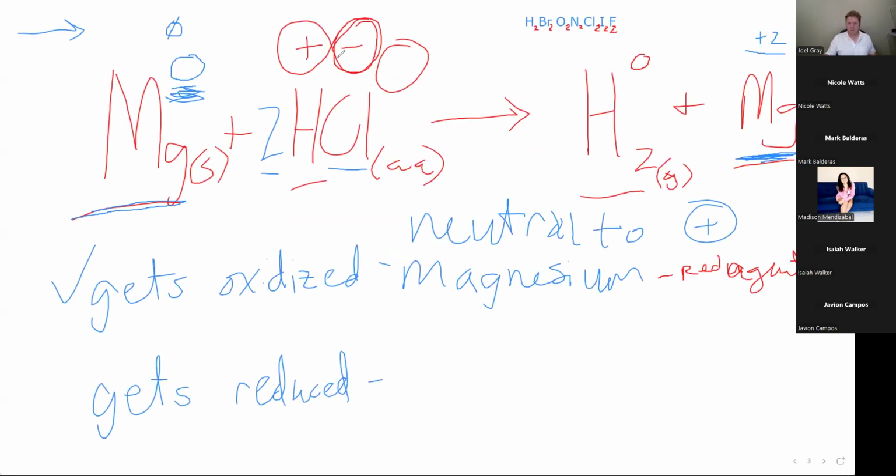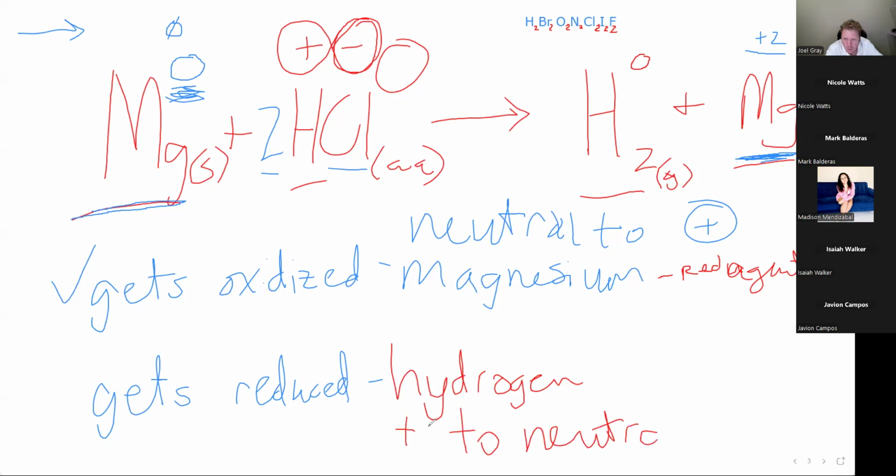So what we can do is we can say hydrogen is what gets reduced. So this went from positive to neutral. Since hydrogen gets reduced, it is the oxidizing agent.